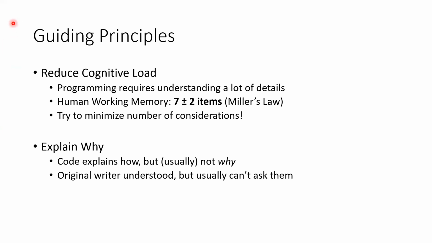The guiding principle for writing readable code is to reduce the cognitive load while reading and understanding your code. When you're reading someone's code, it requires you to remember and understand a lot of details, but human working memory is limited. So when writing code, we want to minimize the number of considerations when we need to go back and read it, which is why we may need comments, easily understandable variables, and self-descriptive names.